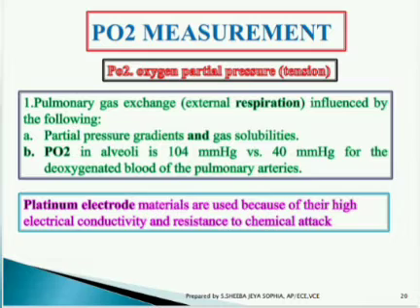Why do we need to measure this PO2? PO2 is the oxygen level, so we are measuring the oxygen level. Yes, we as human beings inhale oxygen. If the level of this oxygen is not maintained properly, then obviously it results in abnormal conditions. So in order to avoid this, PO2 measurements are done. A platinum electrode acts as the material because of its high electrical conductivity and resistance to chemical attack. It is mostly used for PO2 measurement.